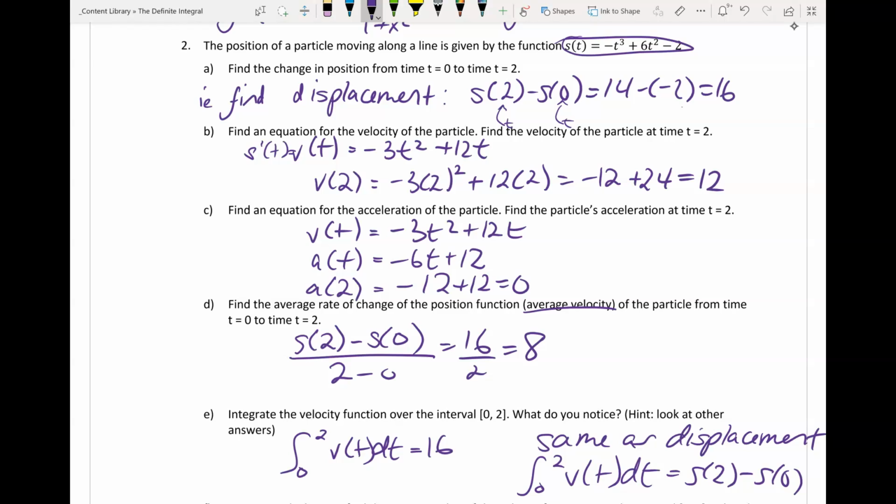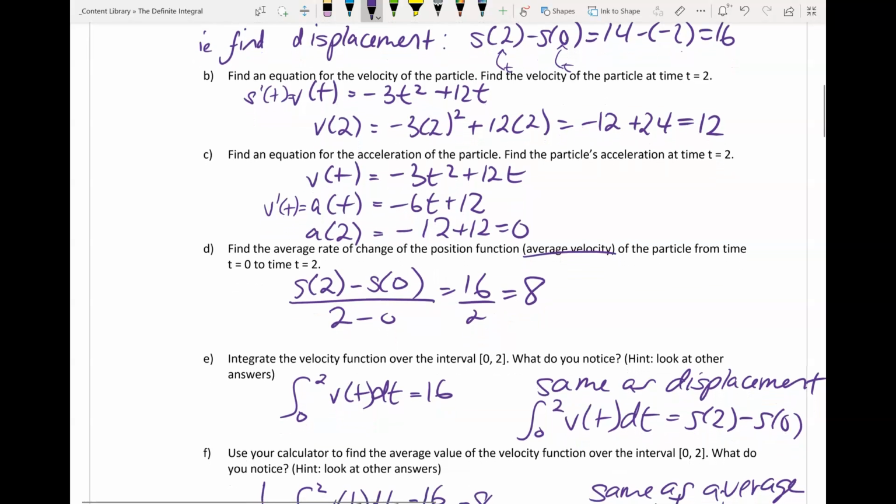To find the acceleration, that is going to be v prime of t. So we're going to take the velocity equation and then take the derivative of that. And if we do that, we get negative 6t plus 12. Then we want to evaluate this at t equals 2. So we plug in t equals 2 into a of t.